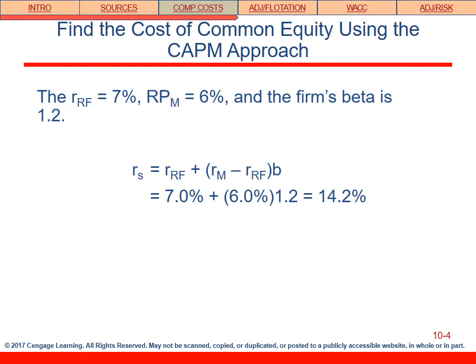So, using our example of Coleman Technologies, if the risk-free rate at the time is 7%, the market risk premium is 6%, and the firm's beta is 1.2, we see that the cost of this firm to retain its own earnings is 14.2%.